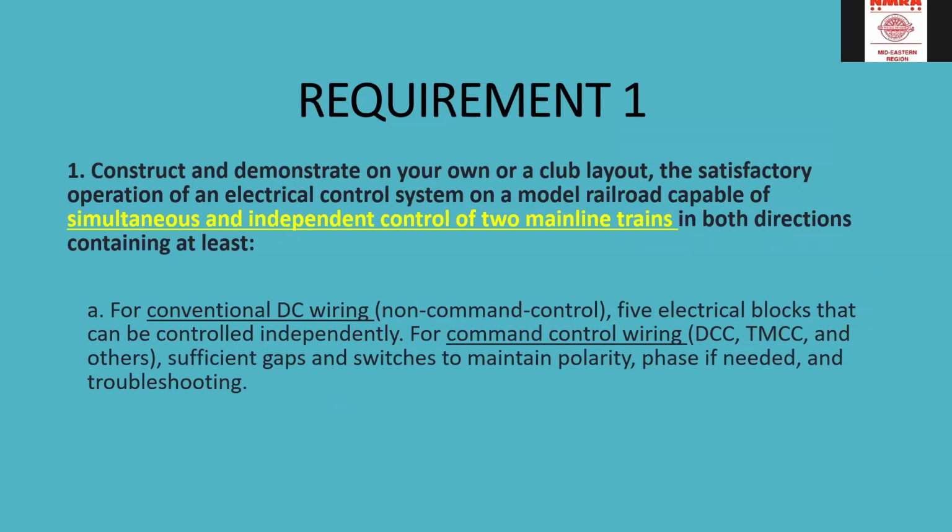Requirement number 1. Construct and demonstrate on your own or a club layout the satisfactory operation of an electrical control system on a model railroad capable of simultaneous and independent control of two mainline trains in both directions, containing at least: 1. For conventional DC wiring, non-command control, 5 electrical blocks that can be controlled independently. For command control wiring, this would be DCC, TMCC, LCC, and others, sufficient gaps and switches to maintain polarity, phase if needed, and troubleshooting.